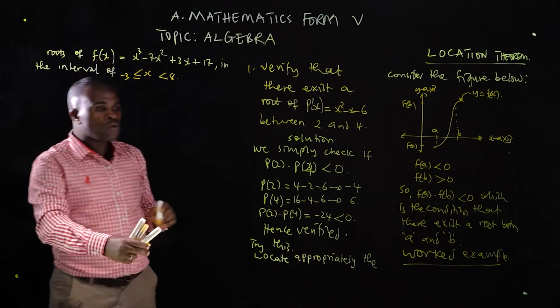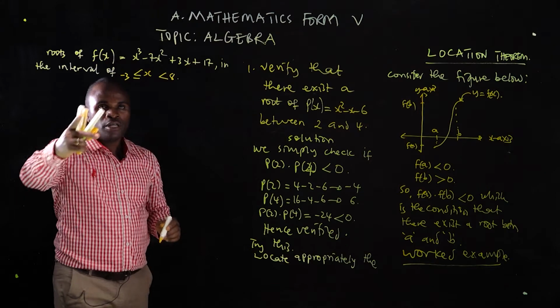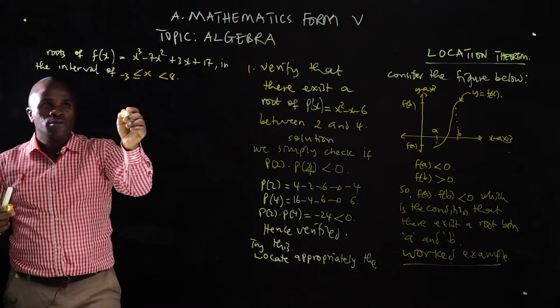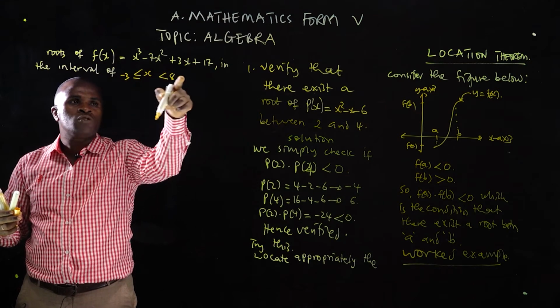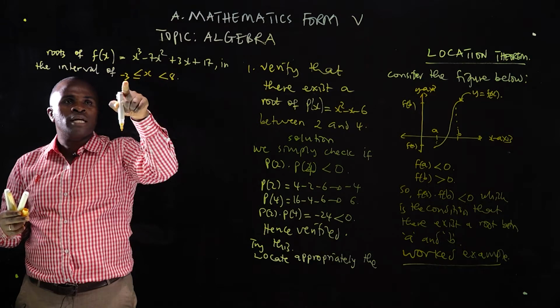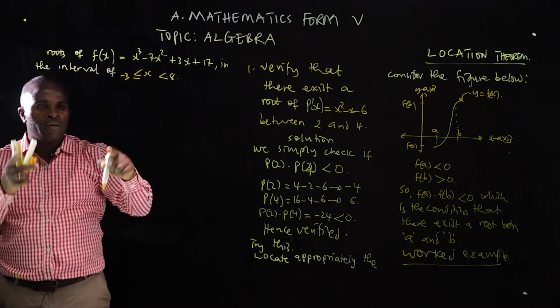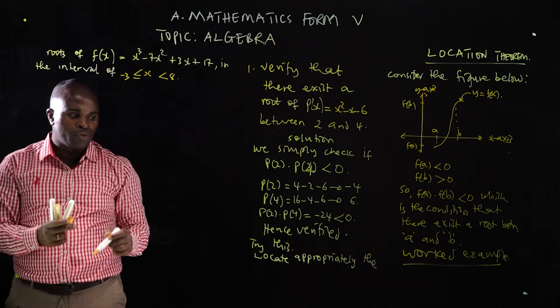So you can try this one using the same trick, but table values are also very useful to make it appropriate. It means you will be making a table of values, putting x from negative 3 to 7. When x is negative 3, put. When x is negative 2, put. And where the sign of y changes between positive and negative, the root lies in that range.